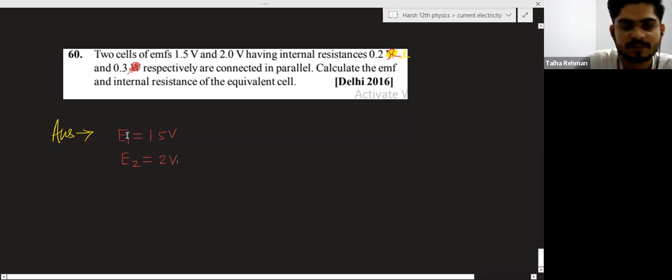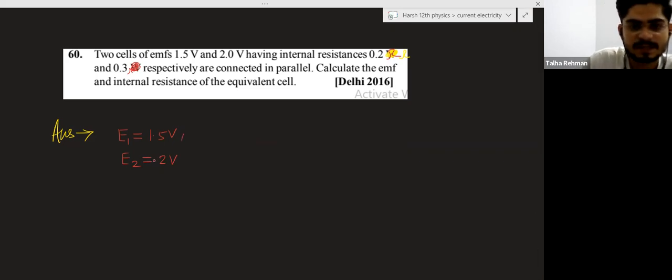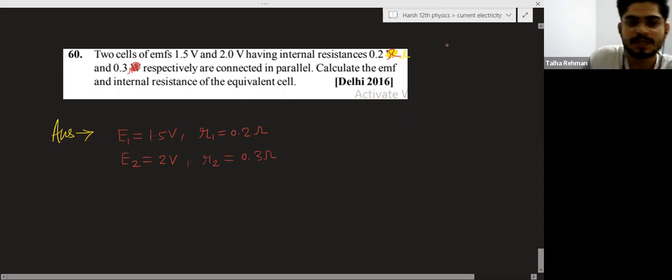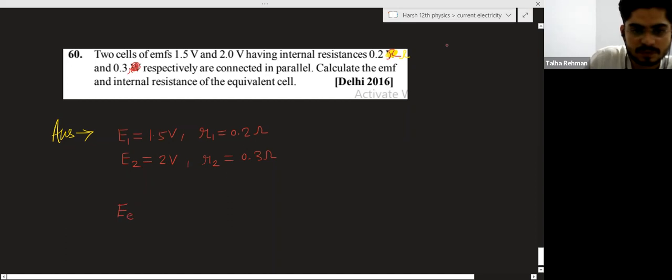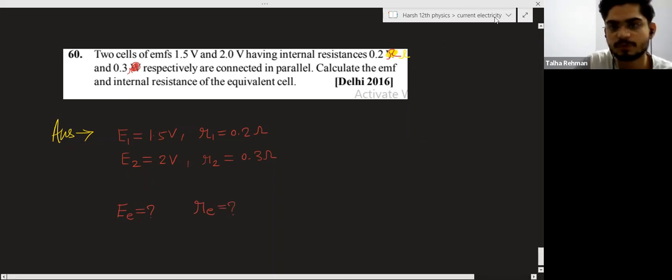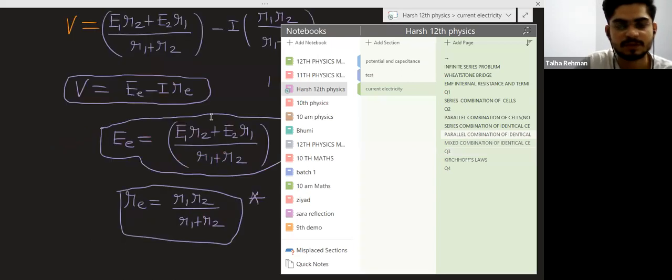Means we have two cells, one cell having this EMF and the second cell having this EMF, and the one cell having the internal resistance 0.2 ohm and the second cell having the internal resistance 0.3 ohm. They are saying both the cells are connected in parallel and we have to calculate the equivalent EMF, and we also have to calculate the equivalent internal resistance. So we have done this question already. You can see here.